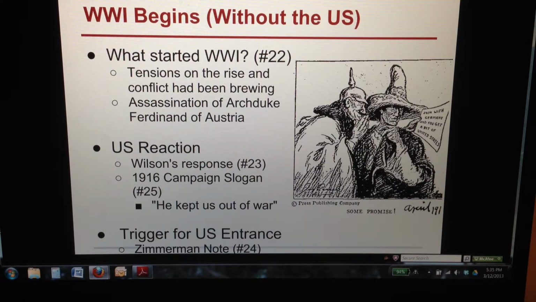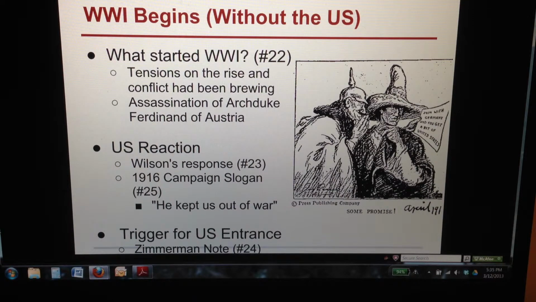So next, World War I begins. We talked about this a little bit already, but World War I is starting without the U.S. involved. That's the one big thing to remember: the U.S. is not involved when World War I begins. So what started it, though? For number 22, just for your own personal knowledge and to answer the question in the packet: what started World War I?